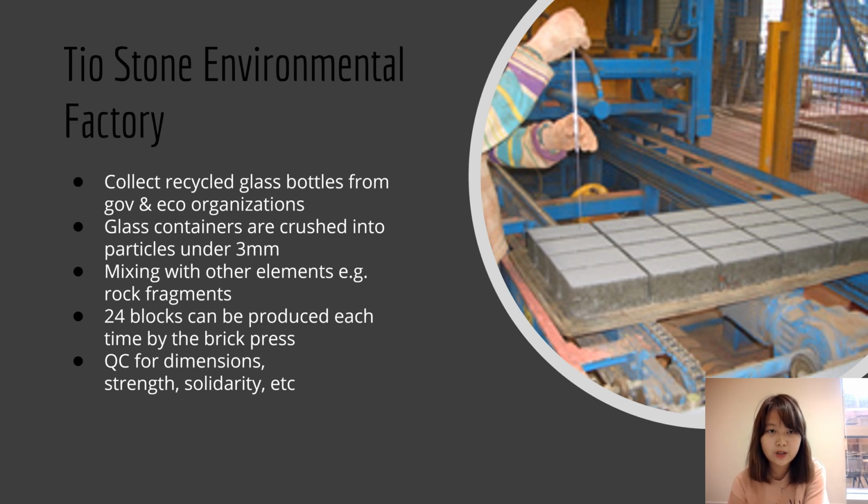There are 2 EcoBlock factories in Hong Kong, and one of them is the Tiles Joint Environmental Factories. It collects recycled glass bottles from government or some eco-organizations. The glass containers are crushed into particles under 3 mm and then mixed with other elements such as rock fragments. And each time 24 eco blocks can be produced, followed by quality checks for dimension, strength, and solidarity.